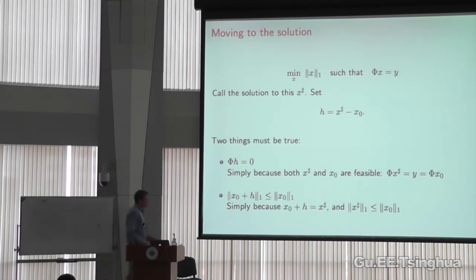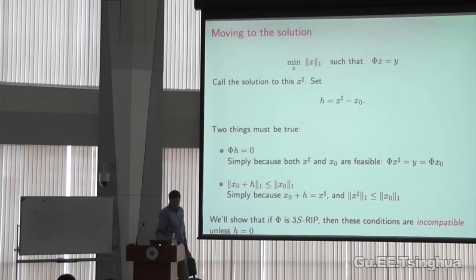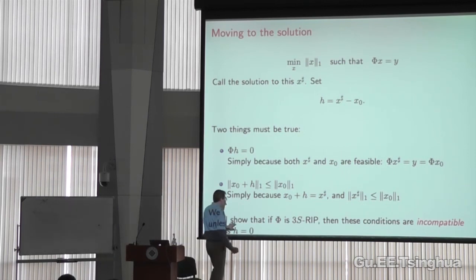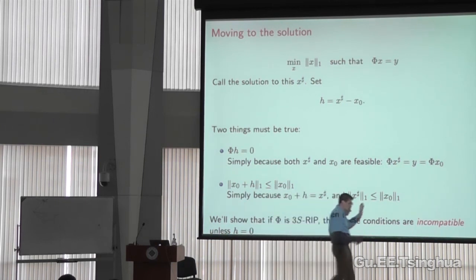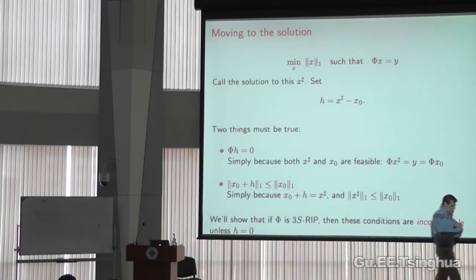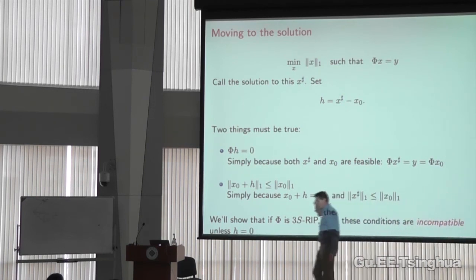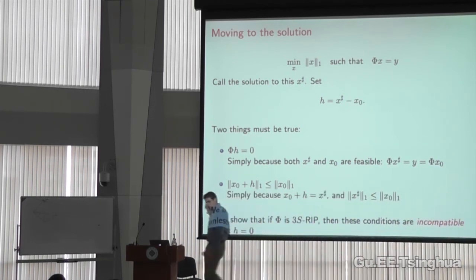Okay, so what are we going to say? We say, look, if this matrix has this 3s RIP property, then these conditions are absolutely incompatible with one another, unless h equals 0. So it's almost the same as in the L0 case, it's just going to require a little more manipulation. Okay, so that's what we do: show these two properties are incompatible with one another.